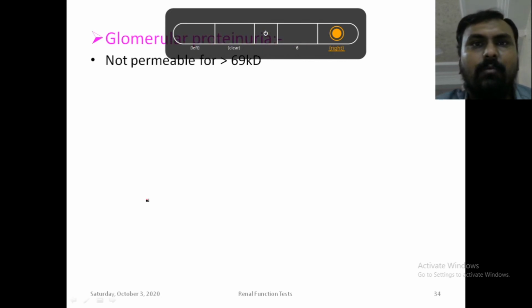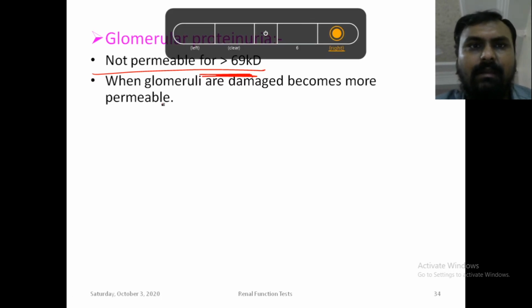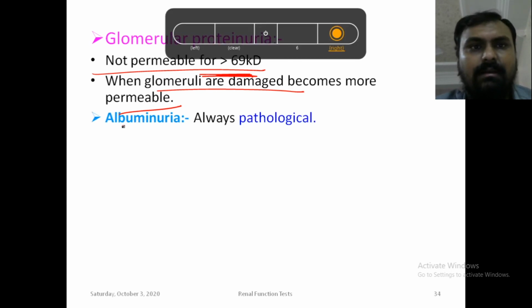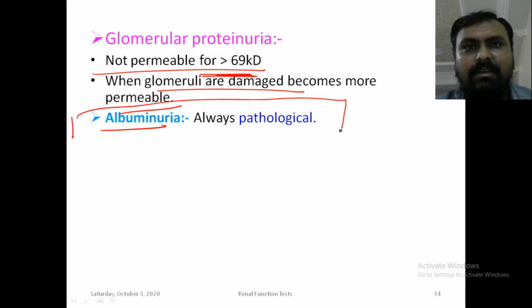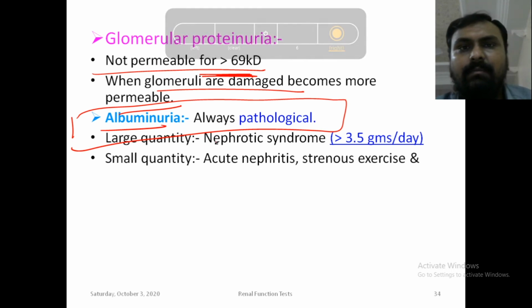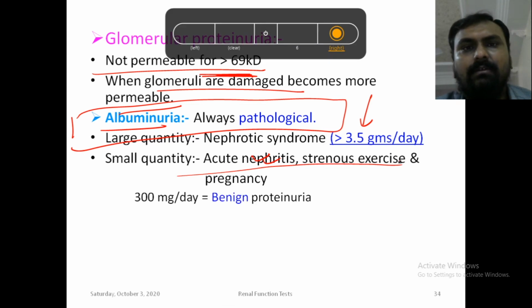So what is glomerular proteinuria? The glomerulus is not permeable to molecules of more than 69 kilodalton. When the glomerulus is damaged, it becomes permeable. Like albuminuria, if albumin is present in the urine, it is always pathological. Proteins are present in large quantity in nephrotic syndrome, where more than 3.5 gram of protein is excreted in urine. Small quantity is suggestive of acute nephritis, strenuous exercise, or even pregnancy.